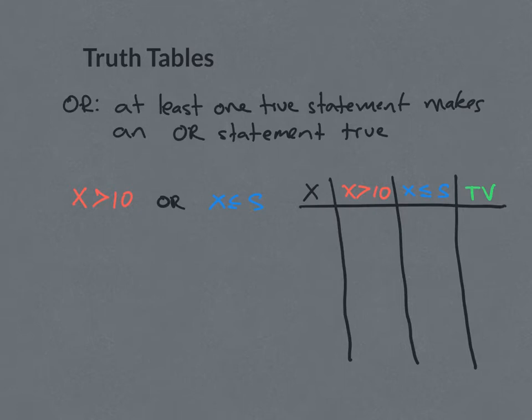So for an OR problem, that's what this first one is, we need to make at least one true statement. If I look at this whole thing, x is greater than 10 or x is less than or equal to 5, I need to make one of those true in order for the whole statement to be true. If I said, think of a number that is greater than 10 or less than or equal to 5, I could pick 11. Or I could pick 4. And both of those would work.